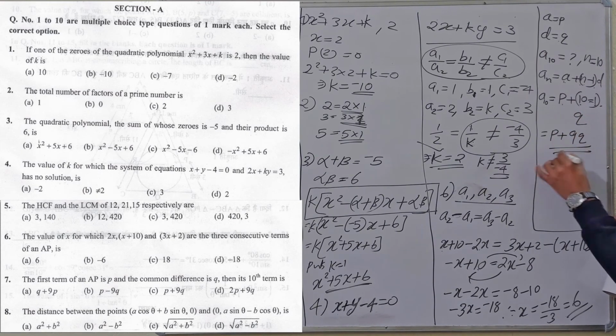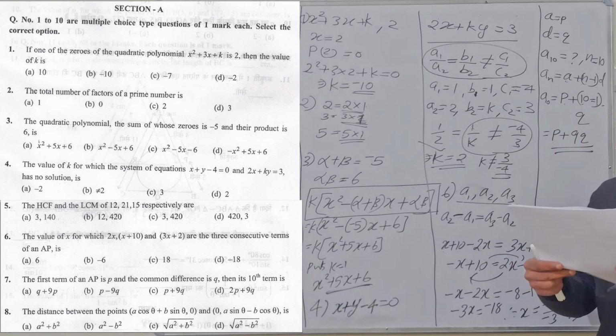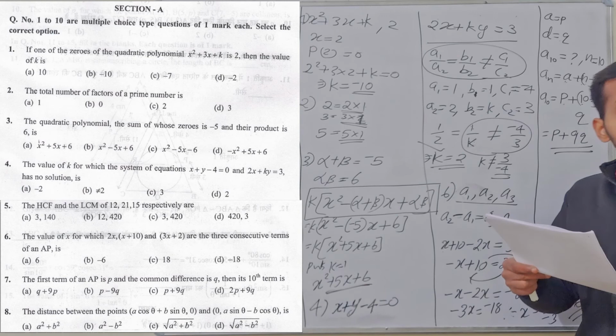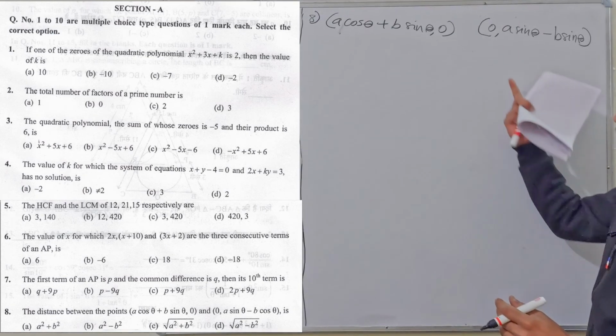That is a very simple one. Without solving also, we can directly write the answer. So which option is right? Option C is the correct one. Clear. Next we come to question number 8.